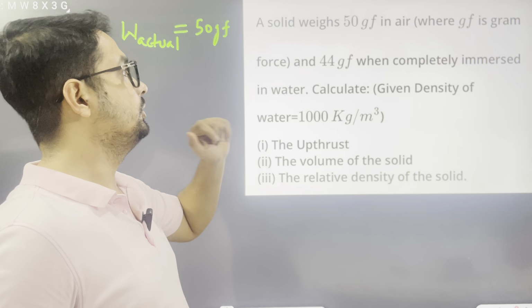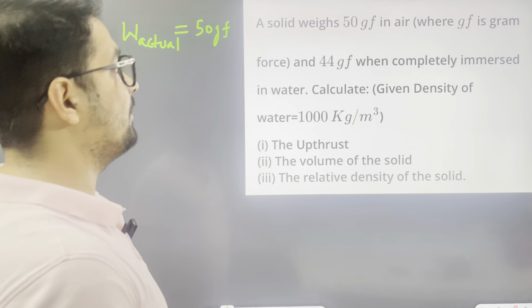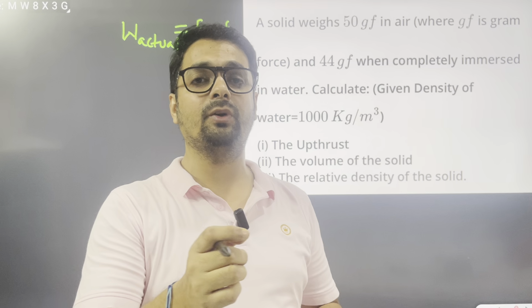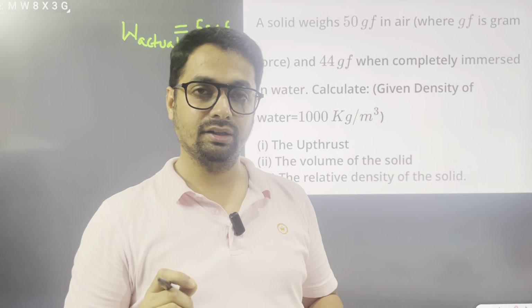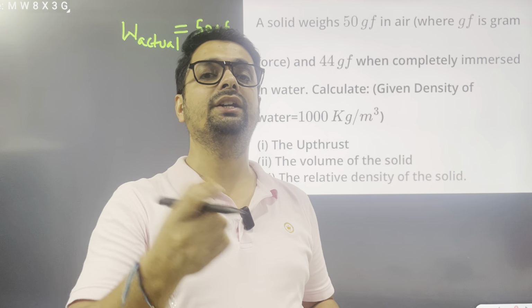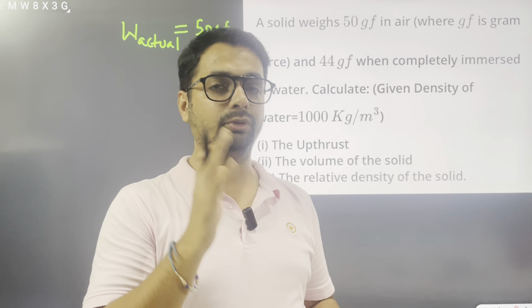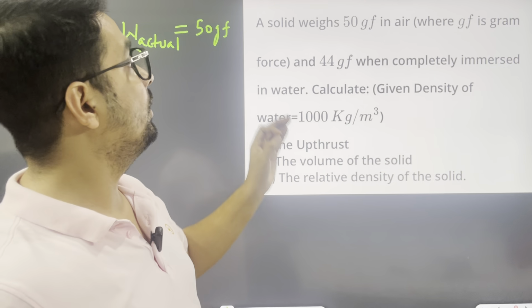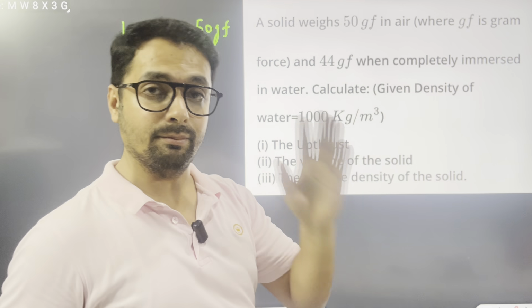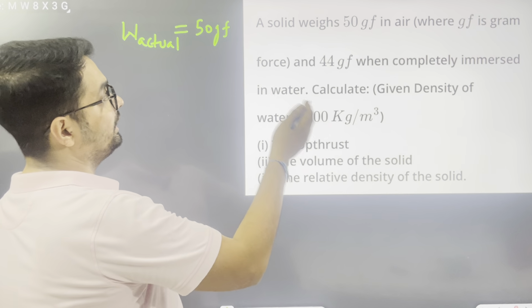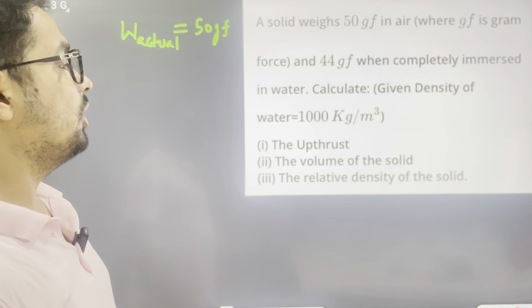First you should know 1 gram force. As we already discussed in this video, 1 kilogram force means the weight of 1 kg mass. That is m into g, 1 kg into 9.8, which is 9.8 Newton. In the same way, 1 GF means the weight of 1 gram mass. So here 50 GF is there, and we will convert it into Newton form.